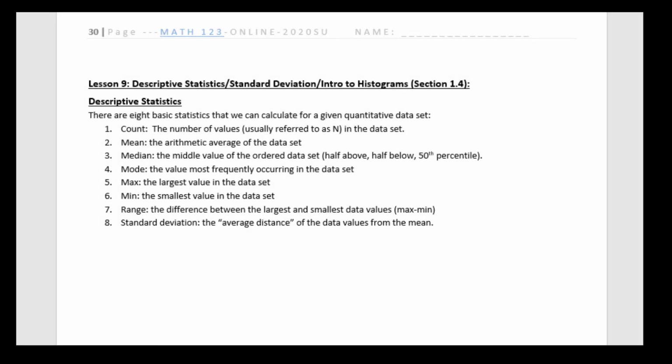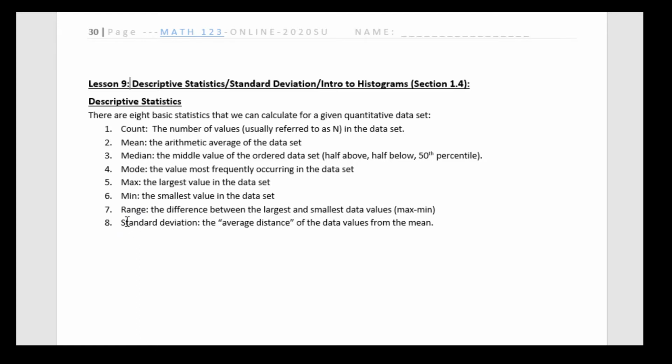Okay, welcome to Lesson 9, Descriptive Statistics. Here's the statistics that you'll need to know. Most of them you probably know, but we're going to go through them and explain how they work. But these are the definitions. So you might want to look at those things.